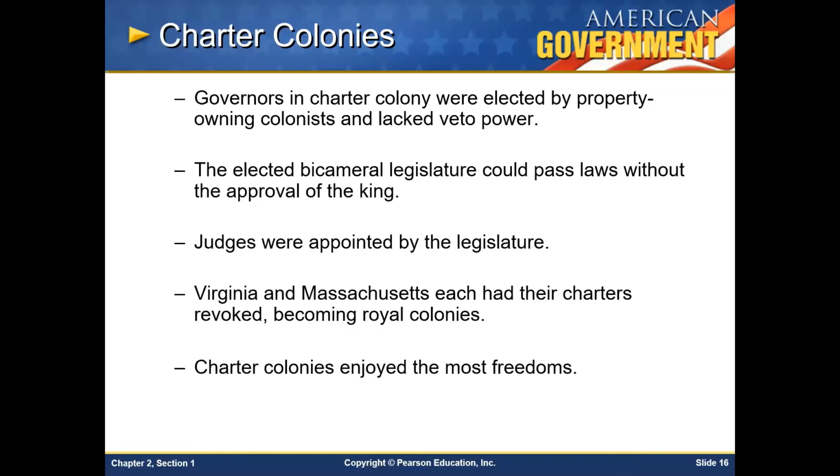As I've already highlighted, the charter colonies enjoyed the most freedoms. Your textbook points out the idea that had all the colonies been charter colonies, they may not have broken away because there may not have been reason to. They would have had the freedoms that they wanted. But because the other colonies were so oppressed and held down, that played a big role in them desiring to break free from England.